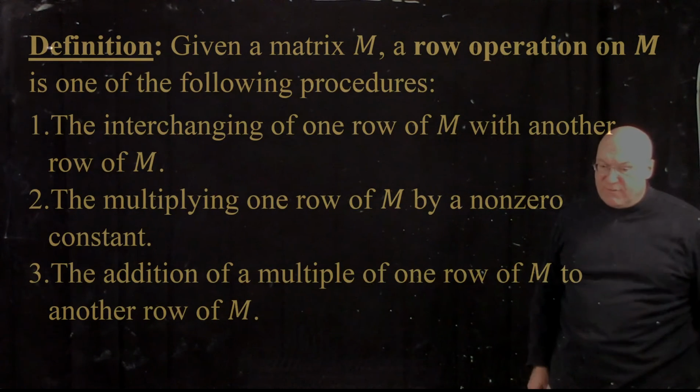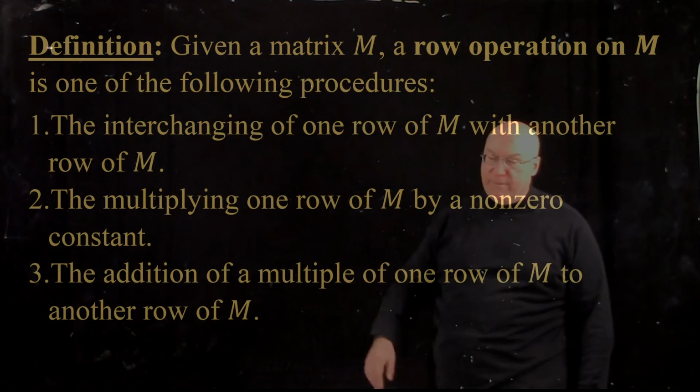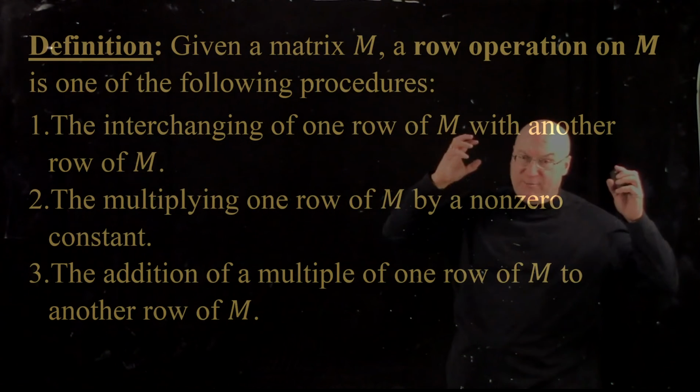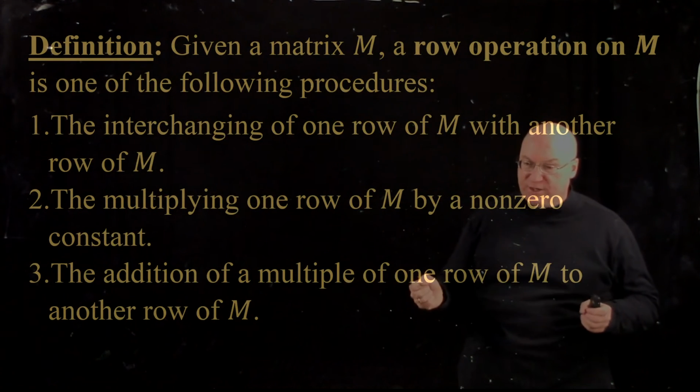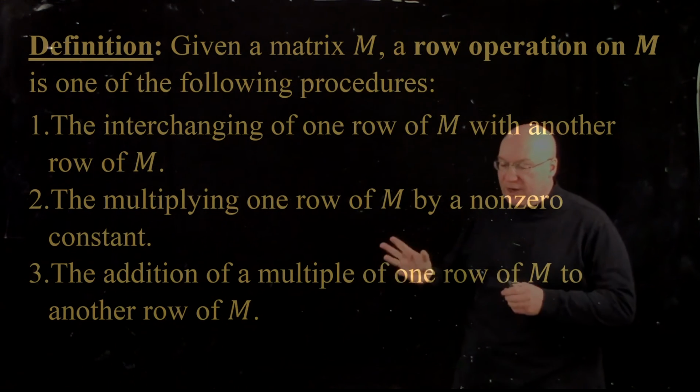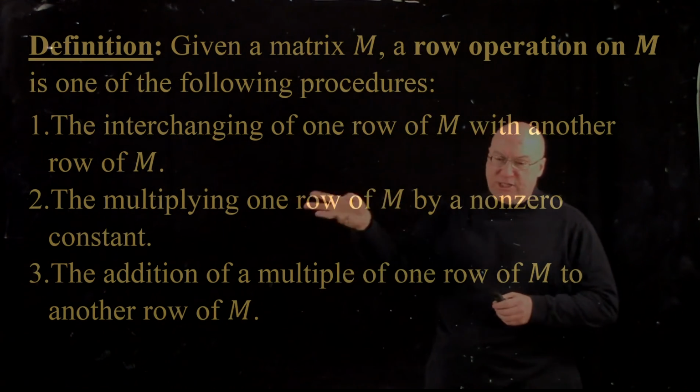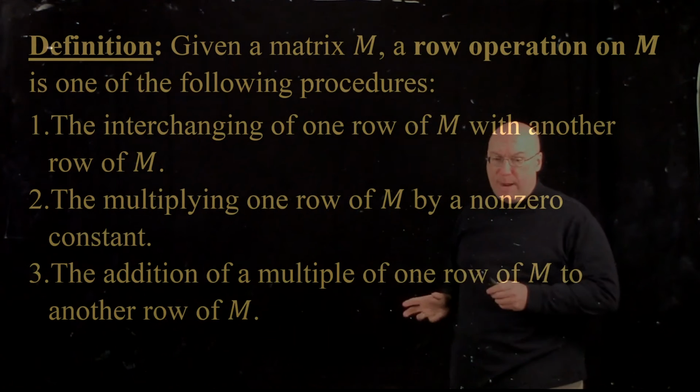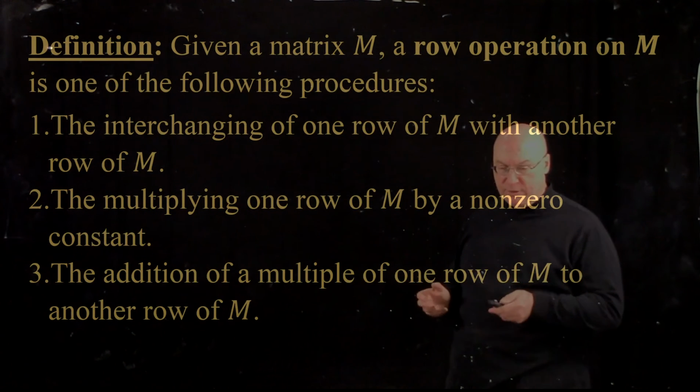And the addition of a multiple of one row of M to another row of M. I've been doing that all along, and that's like taking a multiple of one equation and adding it to another. So all of these things done to an augmented matrix are not going to change the solution set. So these are what we're going to mean by row operations, and we're going to use row operations.